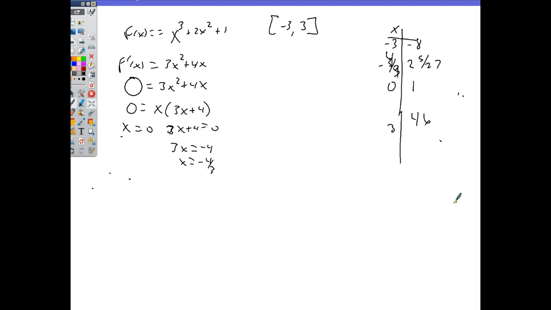What are the maximums? What are the minimums? At x equals -3, what do I have? What's the lowest point? -8. So this is the absolute minimum, right? Guaranteed. I've checked all the possibilities: endpoints and slopes that are 0. That's it. The bottommost spot at x equals -3 is an absolute minimum.